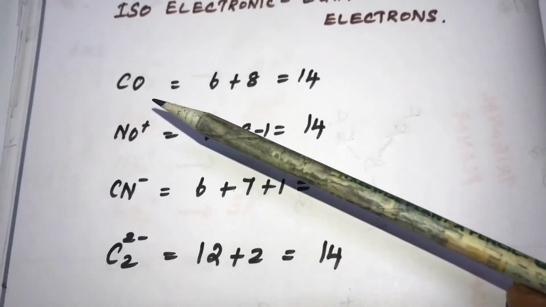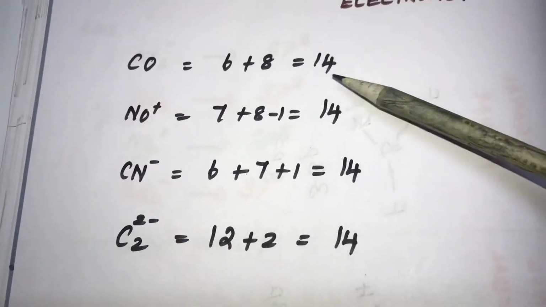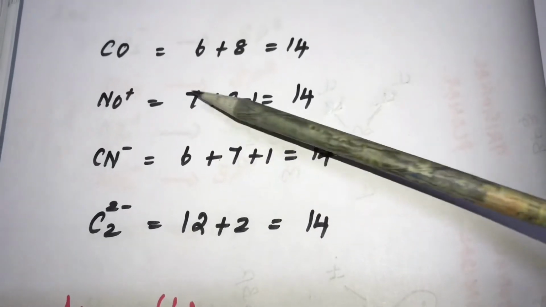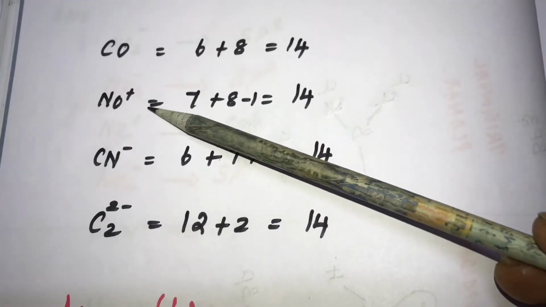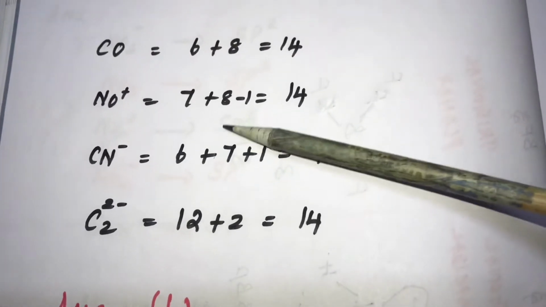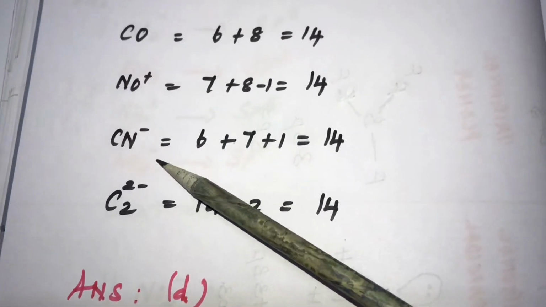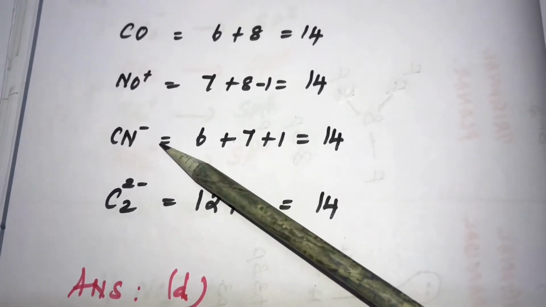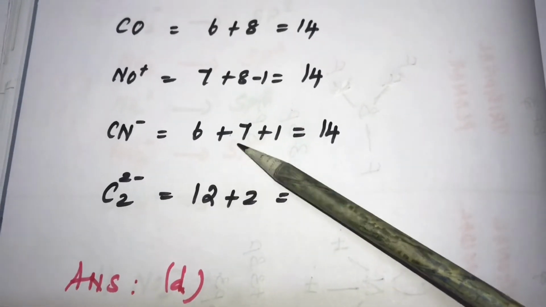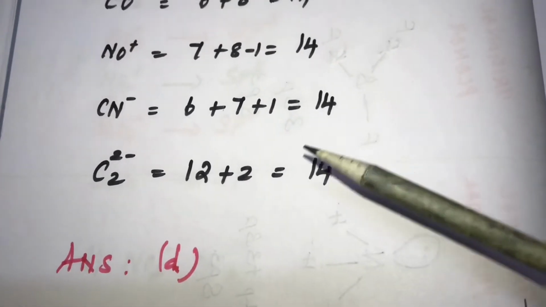Now consider carbon monoxide. Here carbon 6, oxygen 8, there are 14 electrons. NO plus, nitrogen 7, oxygen 8. The plus sign means it is deficient in electrons, 8 minus 1, thereby 7. 7 plus 7, that is 14 electrons. CN minus, carbon 6, nitrogen 7. Here the negative charge means an extra 1 electron, thereby 6 plus 7 plus 1. So the total is 14 electrons.